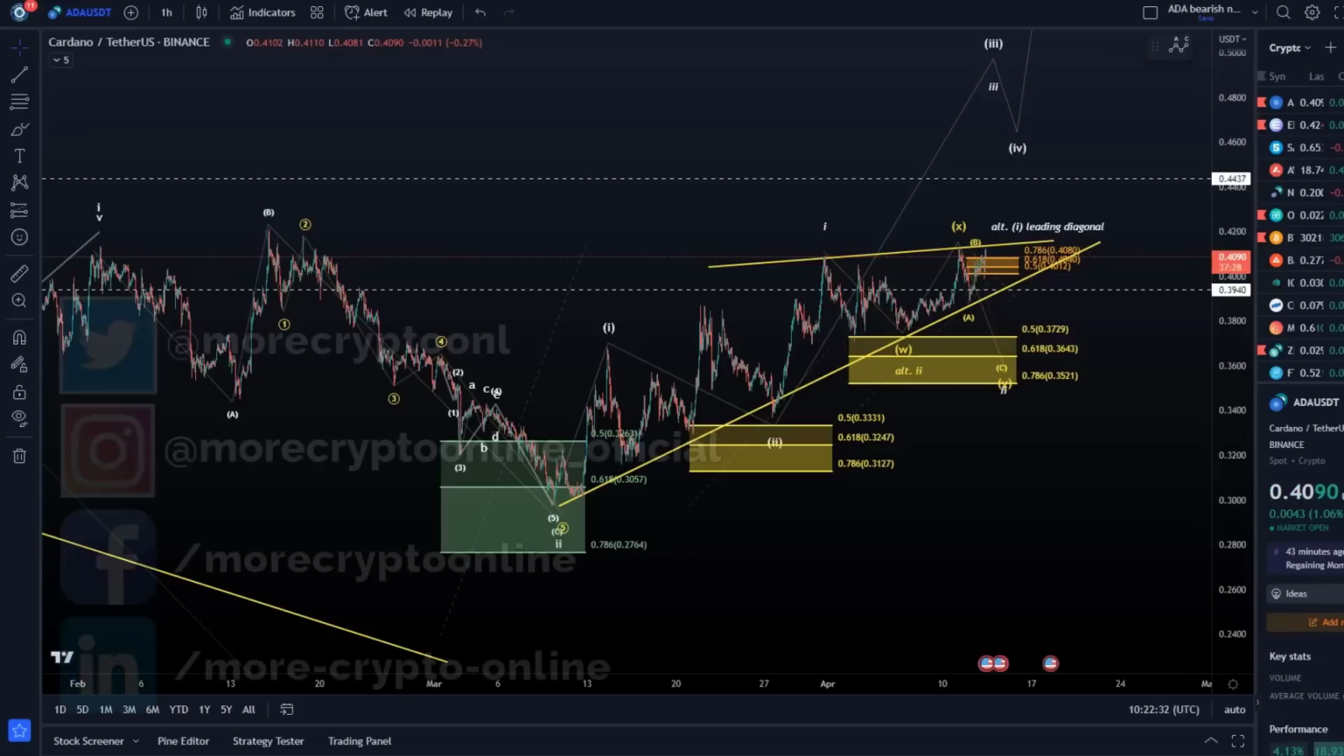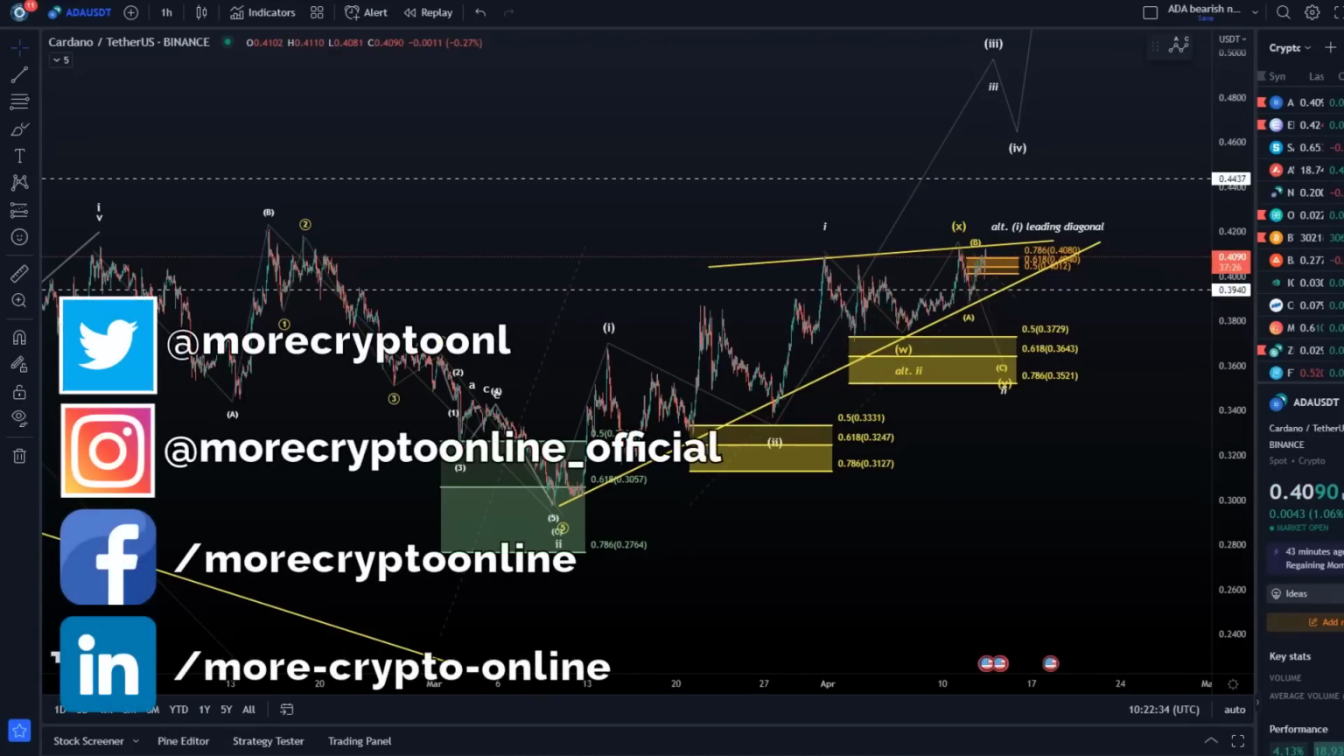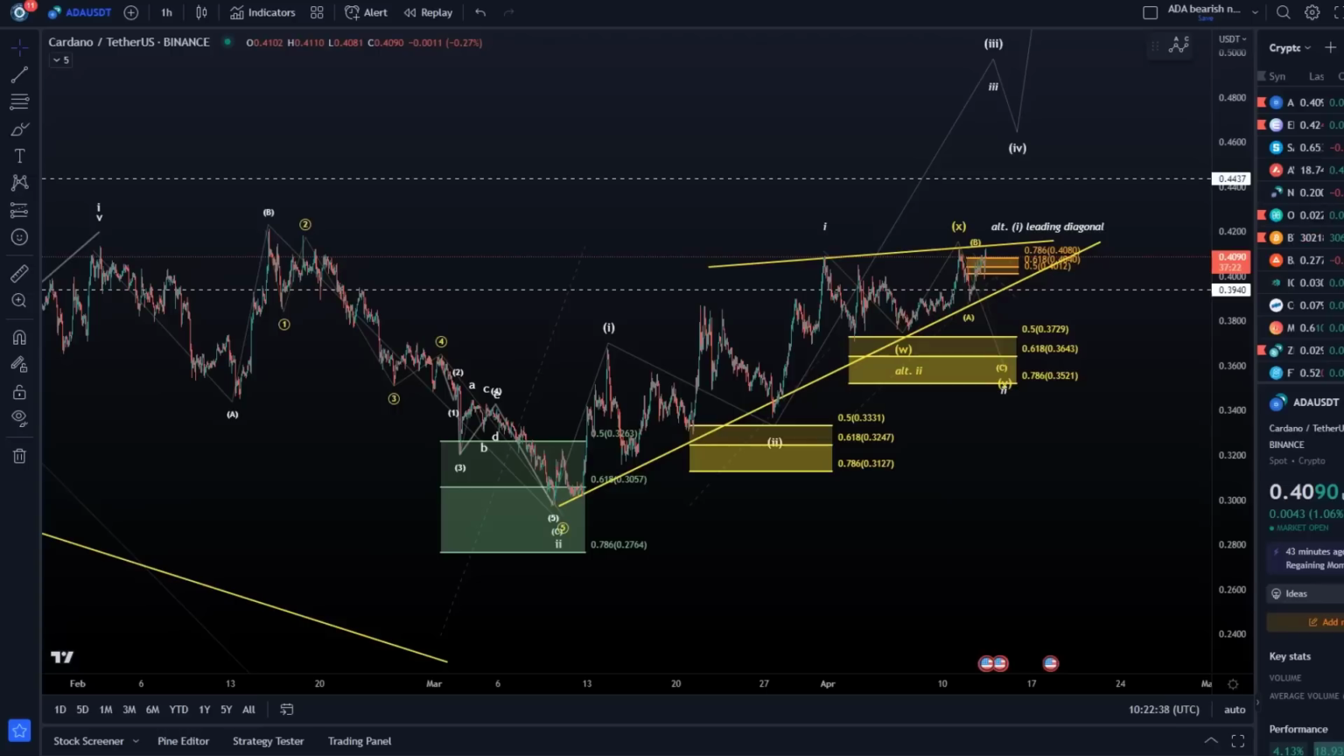Hello and welcome to another update video about ADA. On the ADA chart, we have either a super bullish direct breakout situation, but it would really need to break out soon, or we have this situation that it's actually a leading diagonal which is unfolding here. I hope we can avoid it.